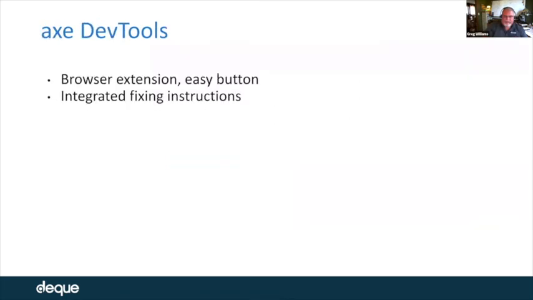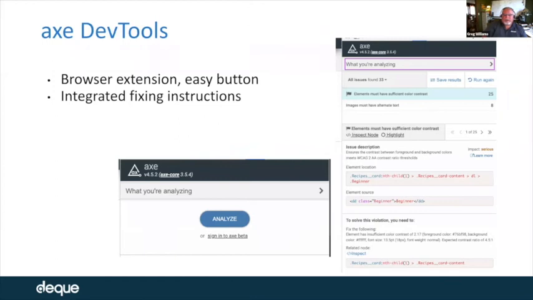And so within Axe DevTools, and this is just an example I've flashed up on the screen here to show you what it looks like, it's an easy button, right? We've got a browser extension. There's integrated fixing instructions. But basically, you put the page in the state you want to test it in. You bring this up through DevTools. You push the Analyze button, and boom, it shows you the problems that you have based on these rule sets that I'm going to talk about here in just a second. And it gives you information about how to fix them.